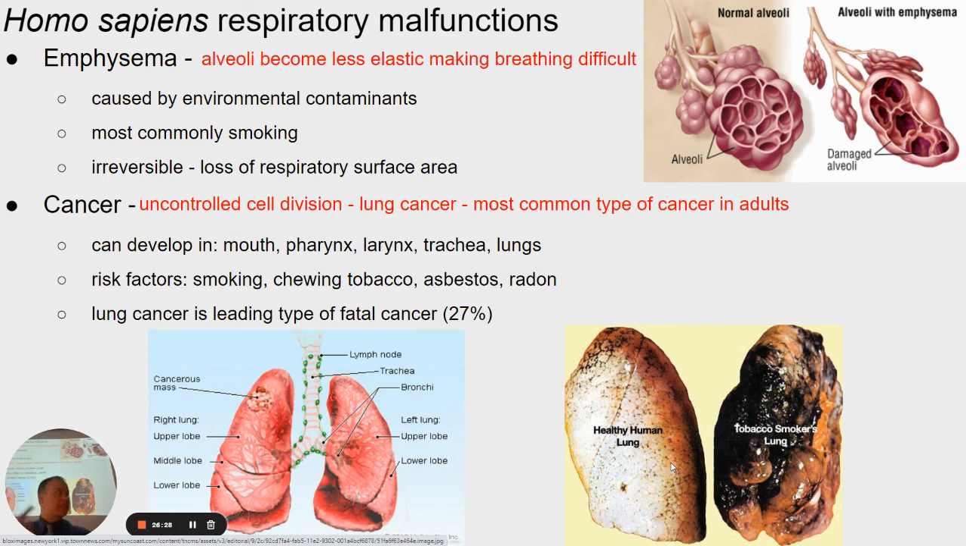But lung cancer is the leading type of fatal cancer. And a large portion of it is preventable because smoking is a huge risk factor for lung cancer. And so the number of people smoking has an impact on rates of lung cancer. And you could see some of that here in this diagram about what lungs look like that are healthy versus lungs that are exposed to long-term tobacco smoke.